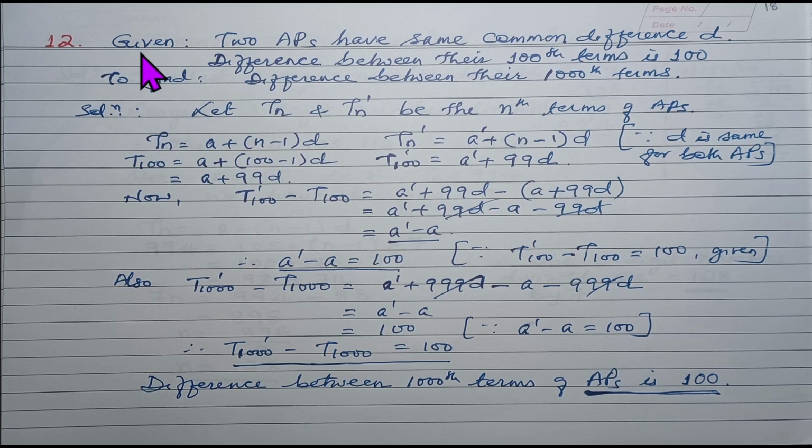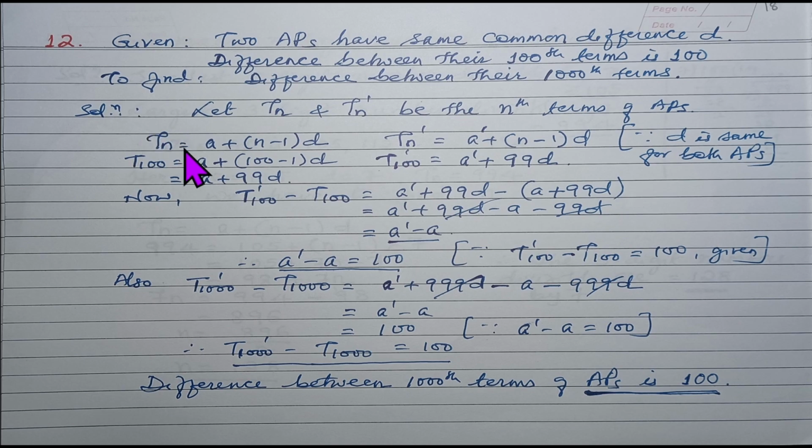Now example number 12, we are given two APs, arithmetic progressions, that have the same common difference d. The difference between their 100th terms is 100. Now we have to find the difference between their 1000th terms. Let us assume the nth term of the first AP be Tn, and the nth term of the second AP be Tn dash. Then Tn is equal to a plus n minus 1 into d, and Tn dash is equal to a dash plus n minus 1 into d.